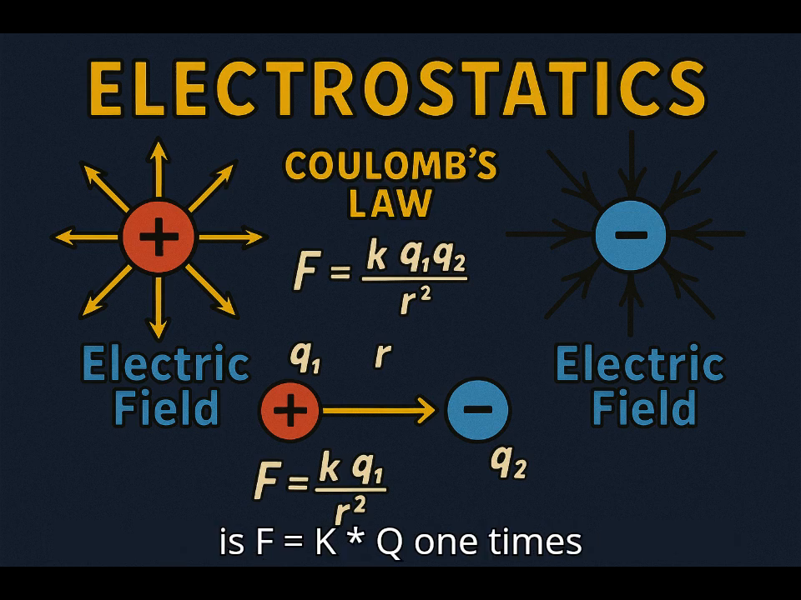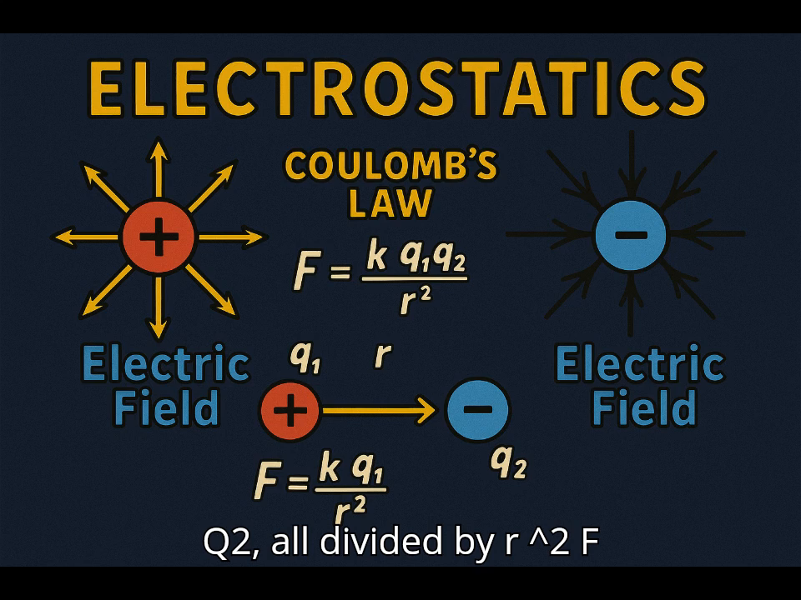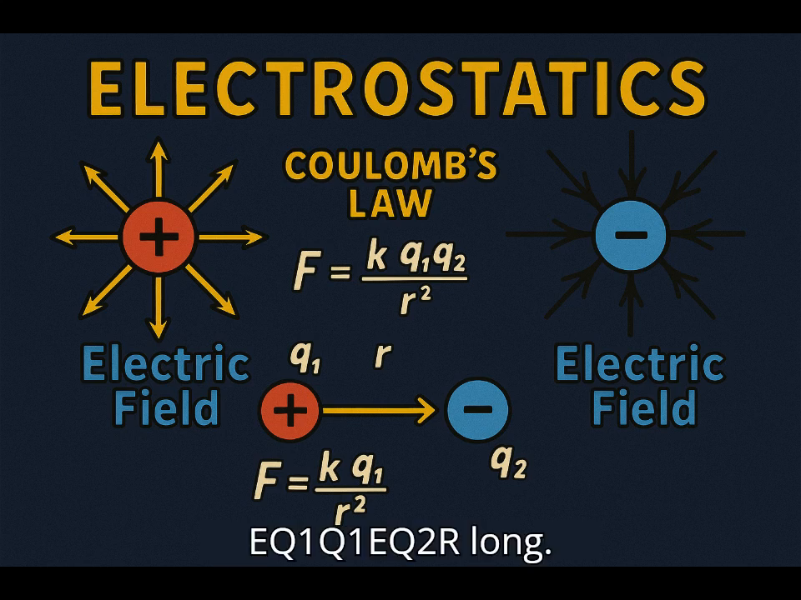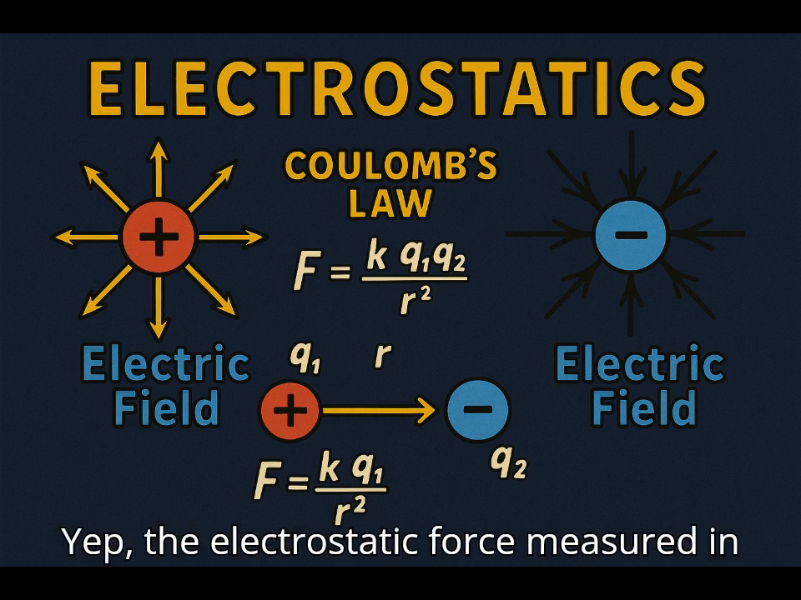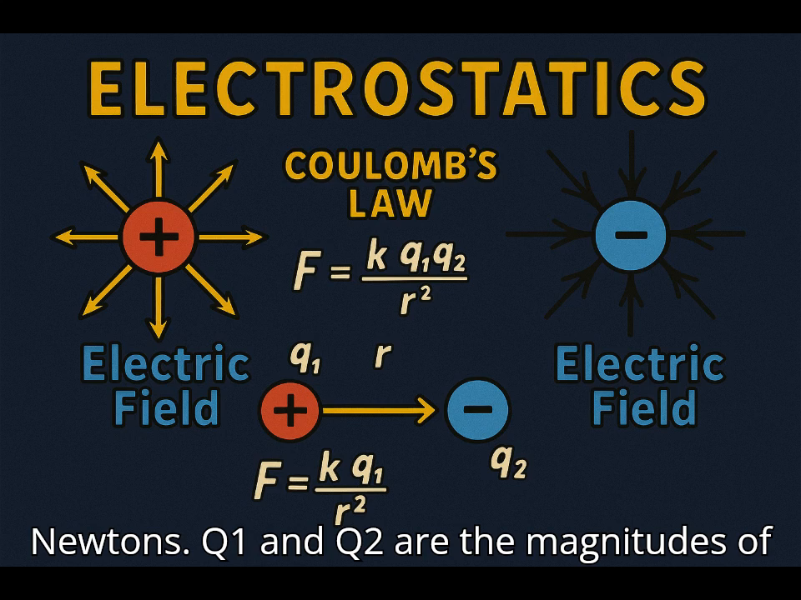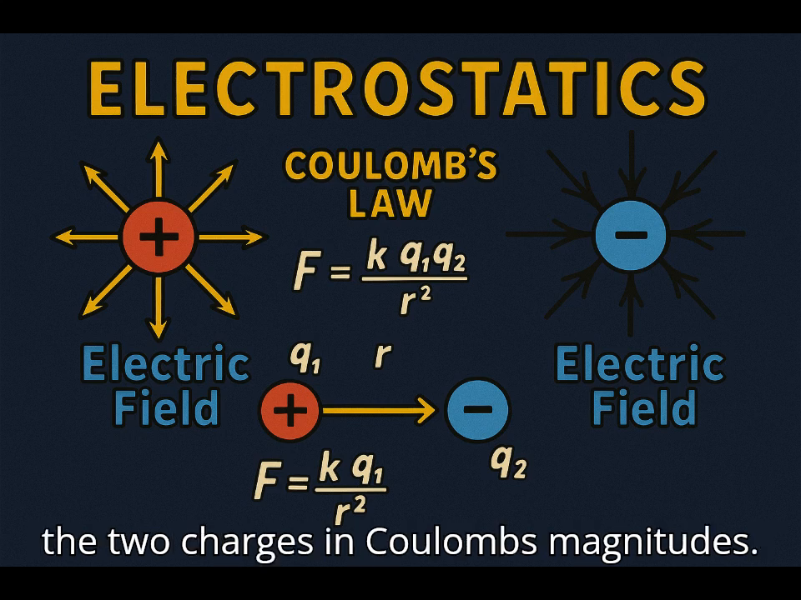The formula is F equals k times Q1 times Q2, all divided by r squared. Let's break that down. F is the force. Yep, the electrostatic force, measured in newtons. Q1 and Q2 are the magnitudes of the two charges, in coulombs.